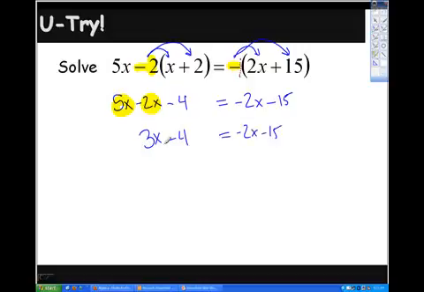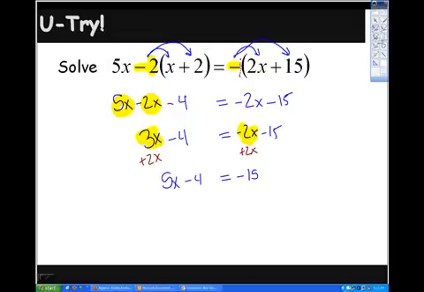I've got variables on both sides. I've got an x on the left and an x on the right. I'm going to try to undo that. I want to get them all on one side, so I'm going to undo subtracting 2x by adding 2x to both sides. Keeps all my x's positive in the end, which is what I like, if I can get that. 3x plus 2x is 5x, minus 4 is equal to negative 15.